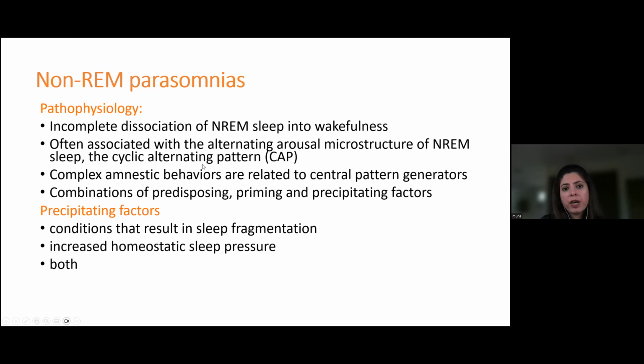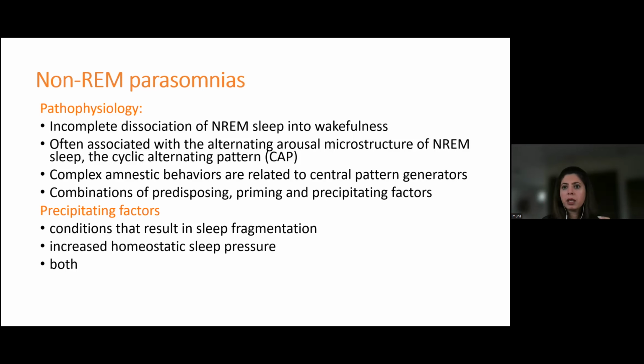The other two factors which I've described here are much less commonly discussed, and I would say they're more interesting. You will never be tested on those. But some people have this sleep state instability, if you will. The cyclic alternating pattern is a marker of sleep state instability, and these parasomnias are often associated with this type of alternating arousal microstructure of the lighter stages of sleep.